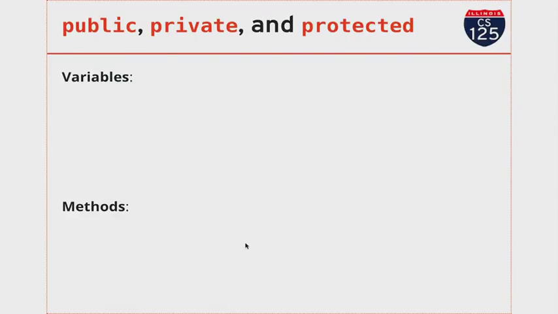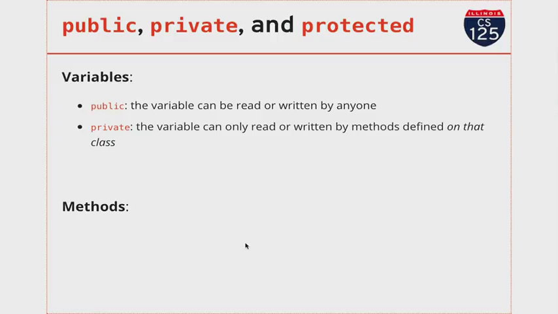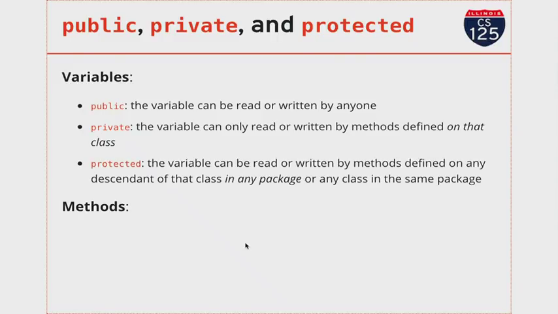Anyway, let's review. Just before we go on, our visibility modifiers: public, anybody can modify it anywhere. Private, only read or written by methods on that class. Protected can be read or written by methods on that class and its descendants in any package, or any class in the same package. I don't know why they made this so confusing.